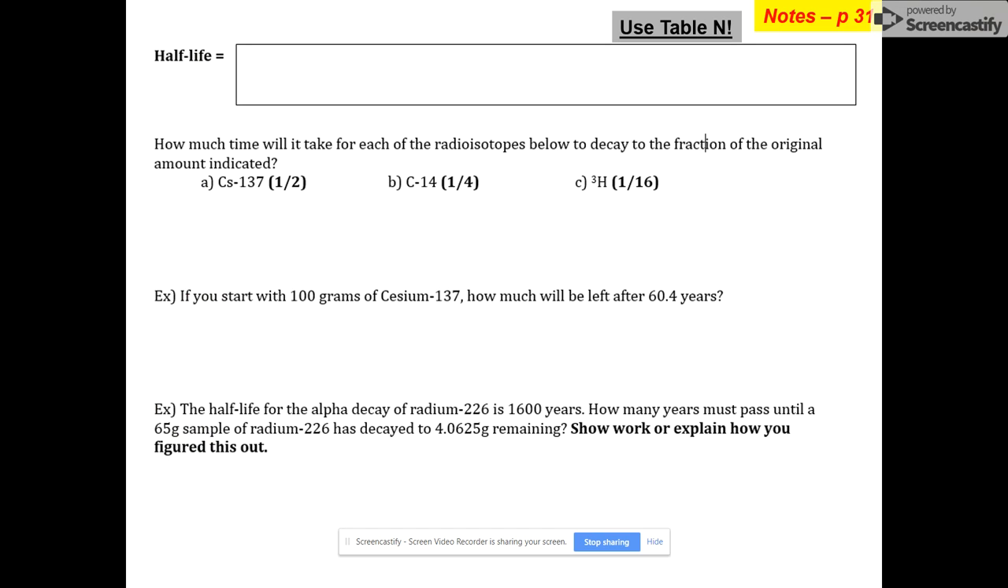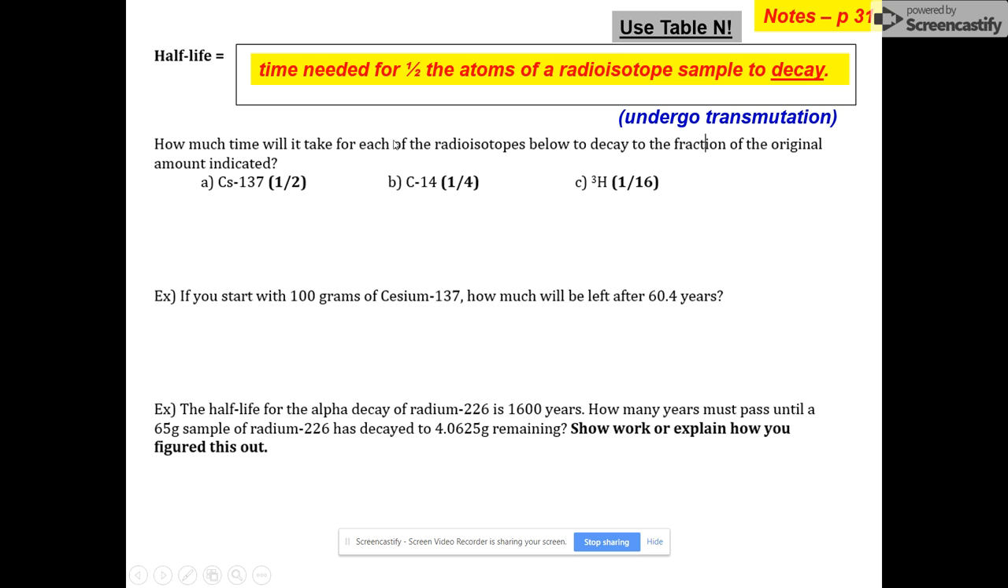Okay, folks, we're continuing with half-life. We're on page 31. So the definition of half-life, here it is: the time needed for half the atoms of a radioisotope sample to decay. And by decay, we mean to undergo transmutation. Okay, pause if you need to write that down.